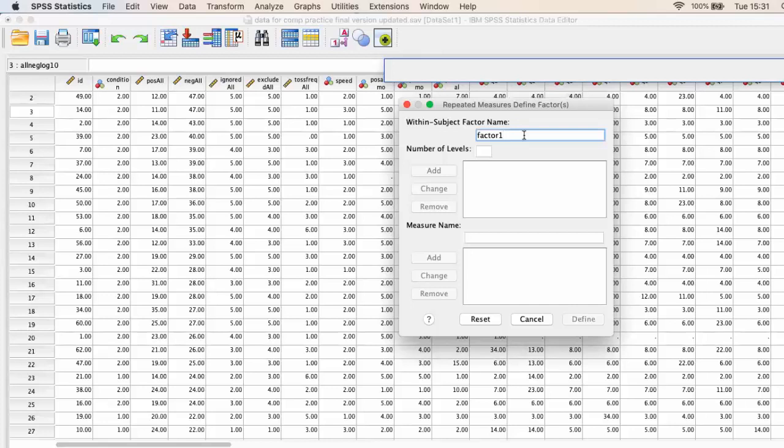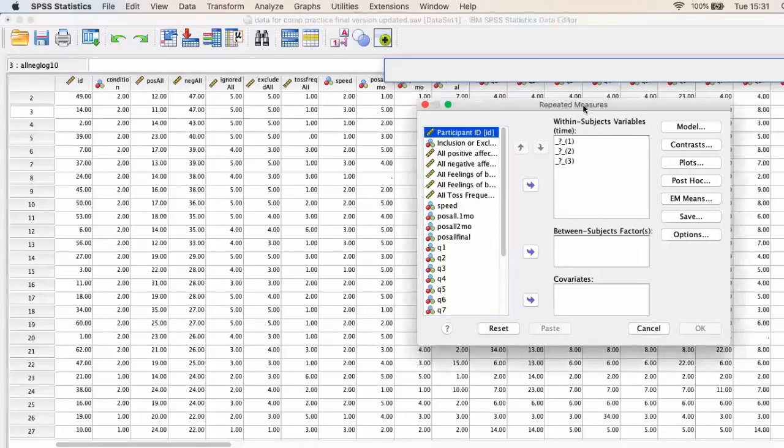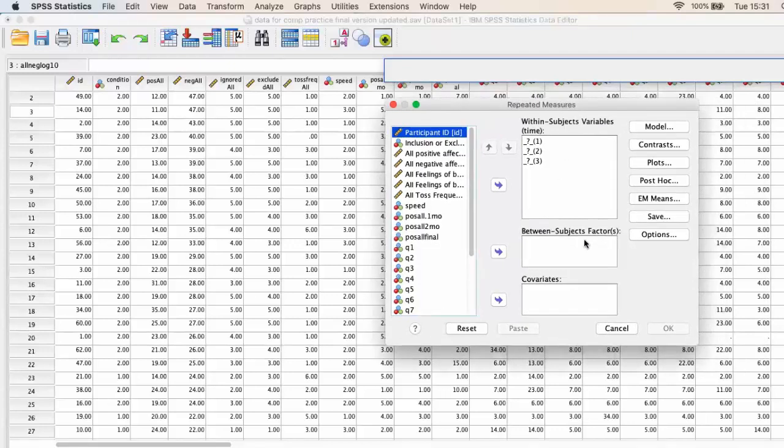So let's say in this example, we're looking at how people's positive affect changes from month to month. I'm going to put time as the within-subject factor name, and I put 3 levels for this one. That's where you put the number of levels. So let's say they have before, during, and after something. Then you hit define. This is where you turn into a mixed design, because you've got between-subject factors and within-subject factors.